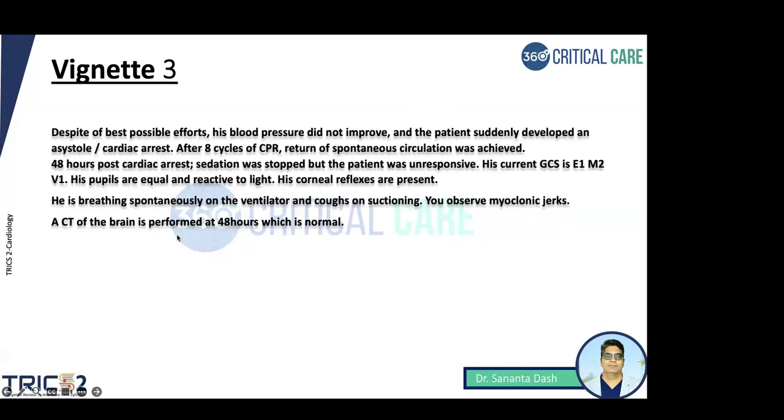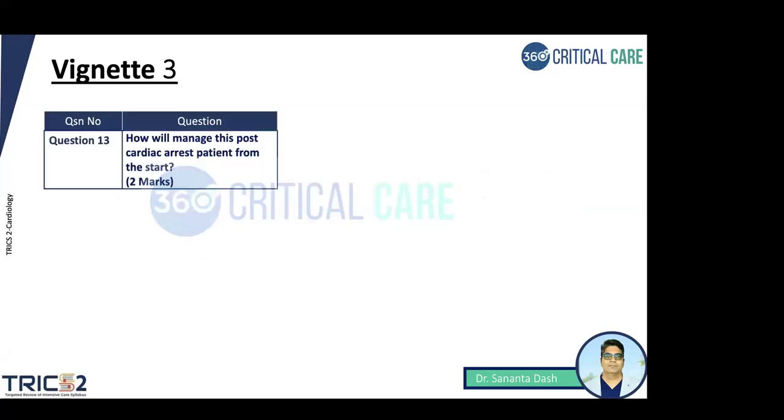The CT brain performed at 48 hours is normal. So that 48 hours comes up repeatedly. That means it has some significance, because your prognostication doesn't happen till 72 hours. So this is an early time to have any CT or to judge anything based on the clinical finding, right?